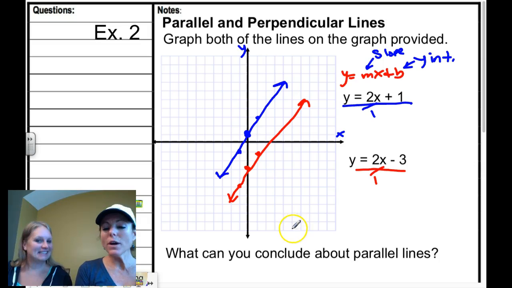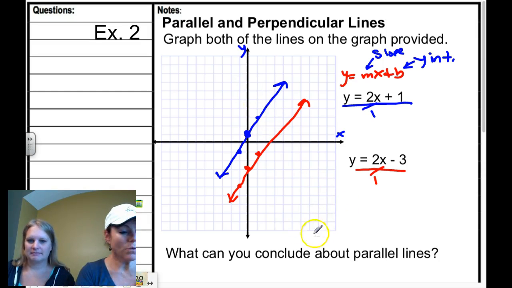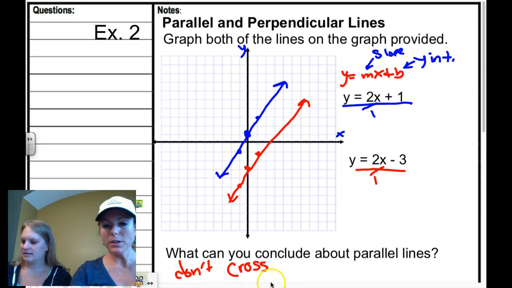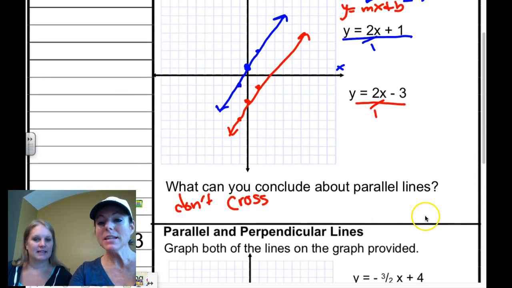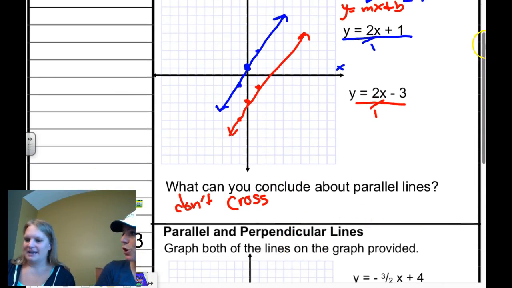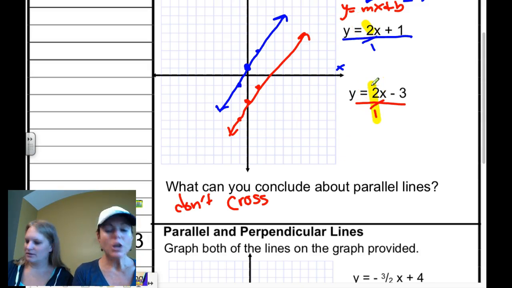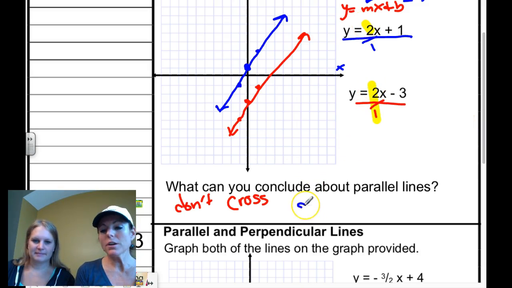So the question is, what can you conclude about parallel lines? Well, number one, they don't cross. So they do not cross. Let's write that. Another thing is, look at the slopes. What can we conclude about their slopes? They were the same. They were both 2 over 1. Slopes are equal.